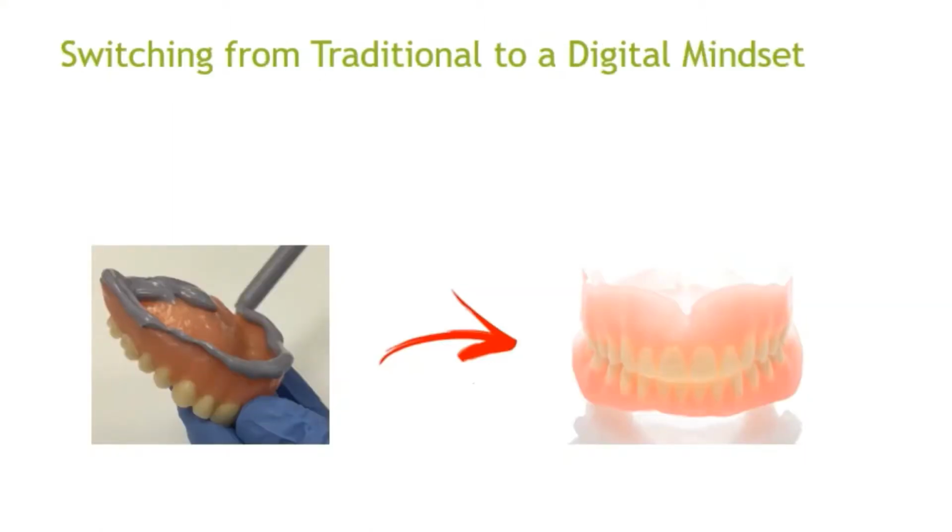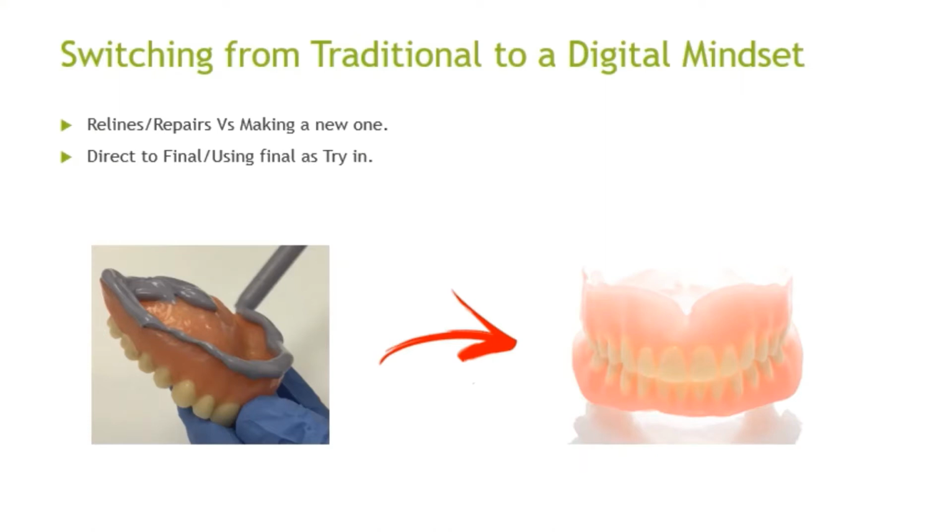We also have to switch our minds from the traditional to the digital mindset. For example, a lot of people ask me, well, can these dentures be relined? Can these dentures be repaired? The answer is absolutely yes. They're made out of acrylic, so you can treat them just like any conventional denture. However, why would you? The cost for your lab to do a hard reline is probably going to be almost the same as manufacturing a new denture. So why wouldn't you manufacture a new denture instead?